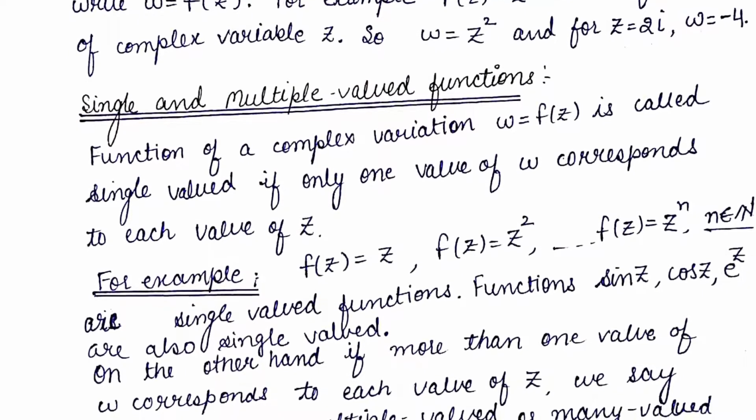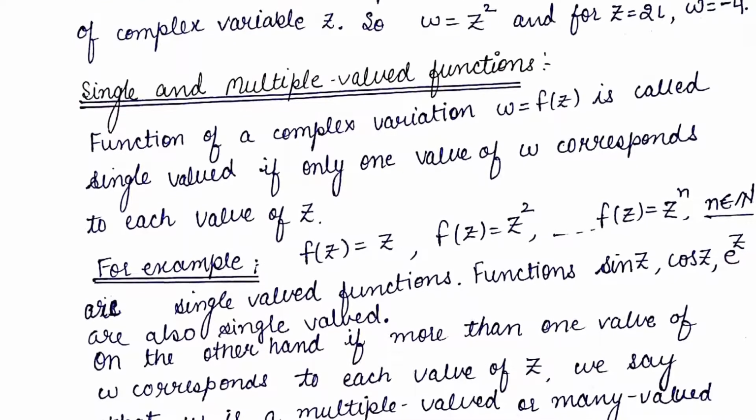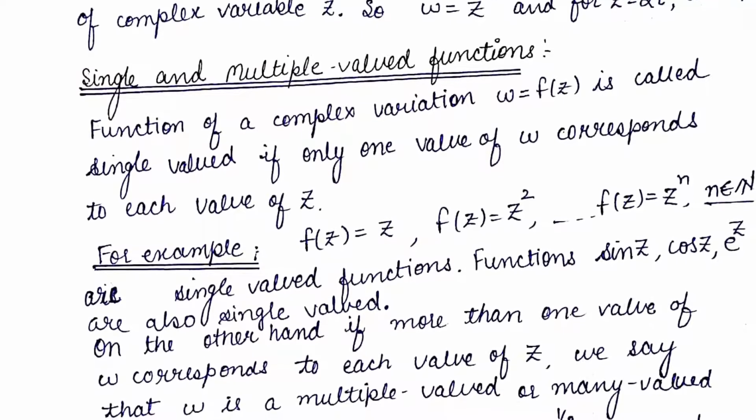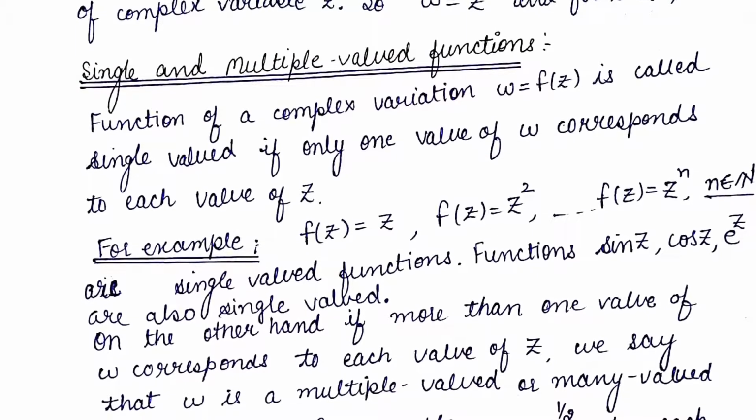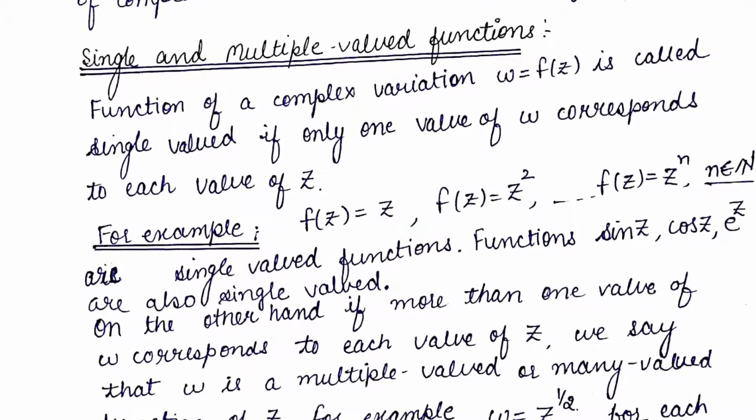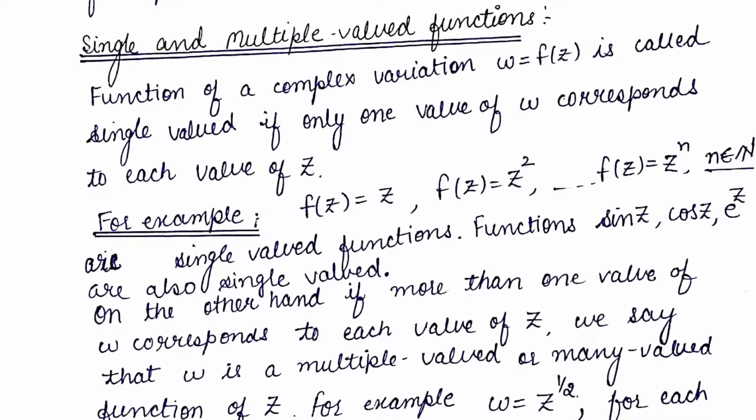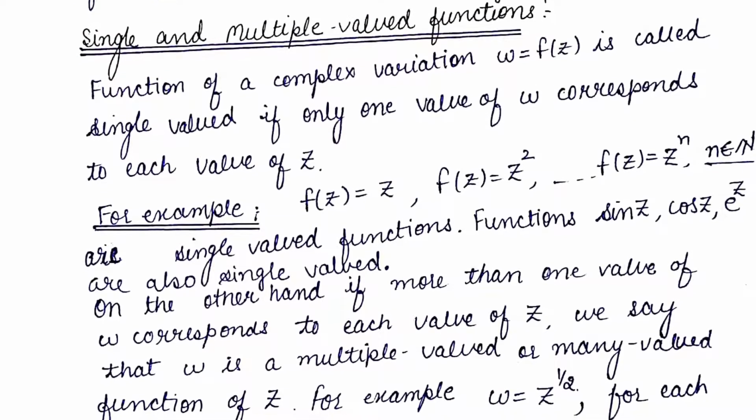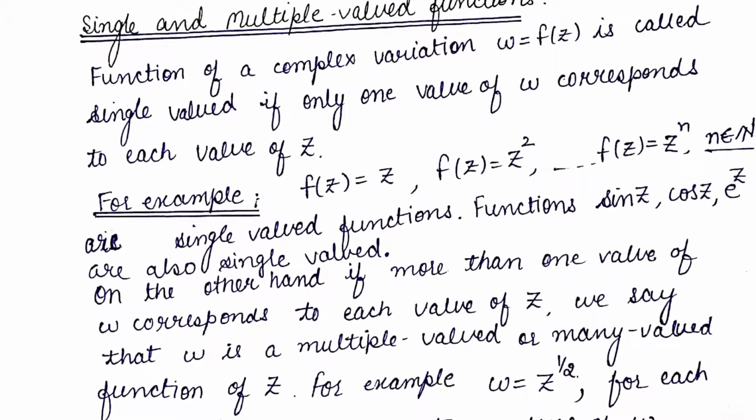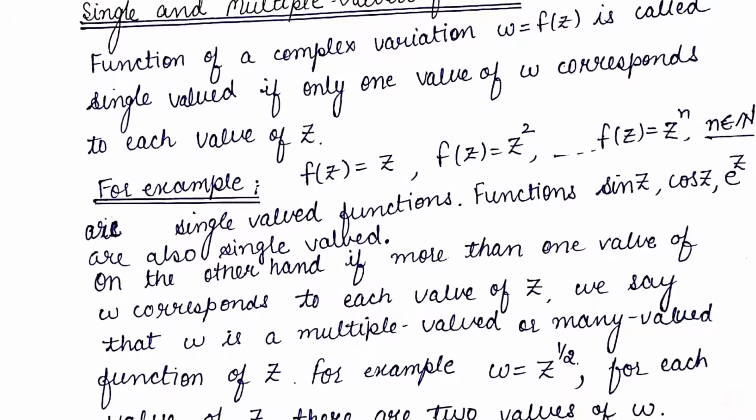For example, w is equal to z. When you put one value of z in this function, you will get one and only one value of w. Similarly, the functions f(z) is equal to z square or f(z) is equal to z raised to power n, where n belongs to natural numbers, and the functions sin z, cos z, e^z, these all are examples of single valued functions.